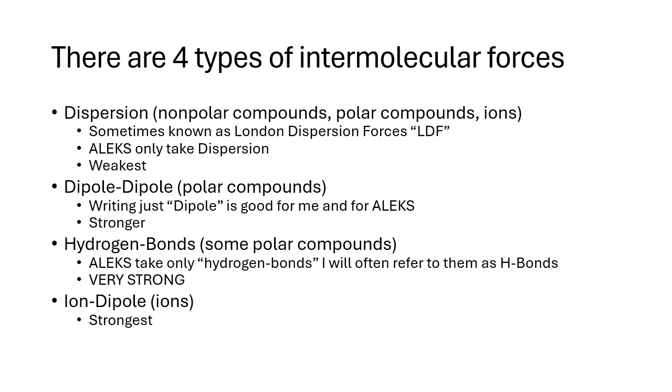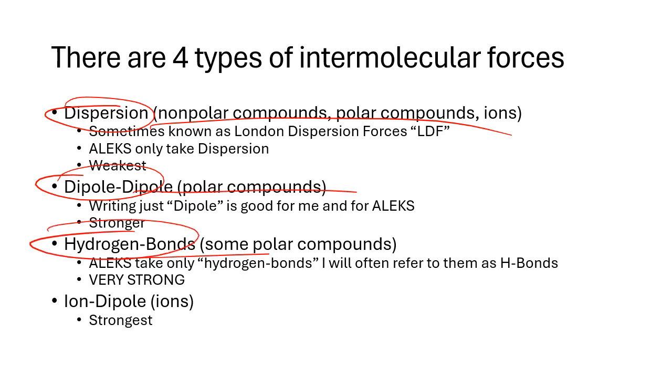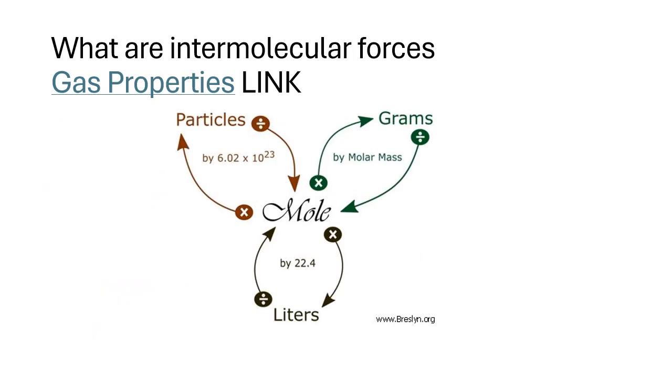So here I just want you to understand some of the words we're going to use. Dispersion, occur in everything. Dipole, polar compounds. Hydrogen bonds, some polar compounds. Ion dipoles, and ions. Now, that was just me introducing you to those concepts or those words. I am going to ask something about why all this is happening or how it was discovered.